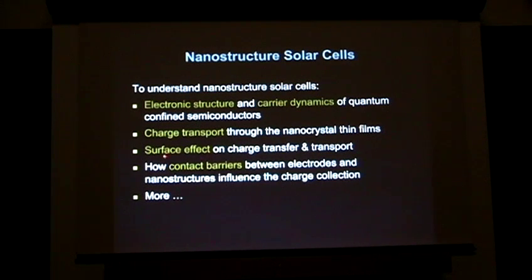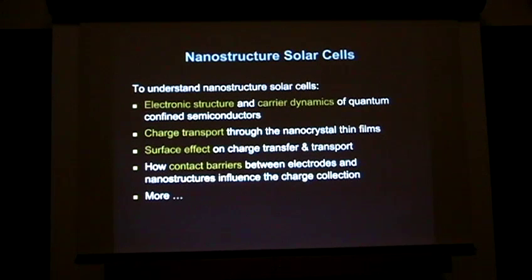The nanocrystals also have a very large surface to volume ratio, so they have a very large surface. So you may have a lot of surface effects. You may have surface states which may contribute to recombination. So if electrons and holes recombine before they are separated, then you lose energy, you lose efficiency.